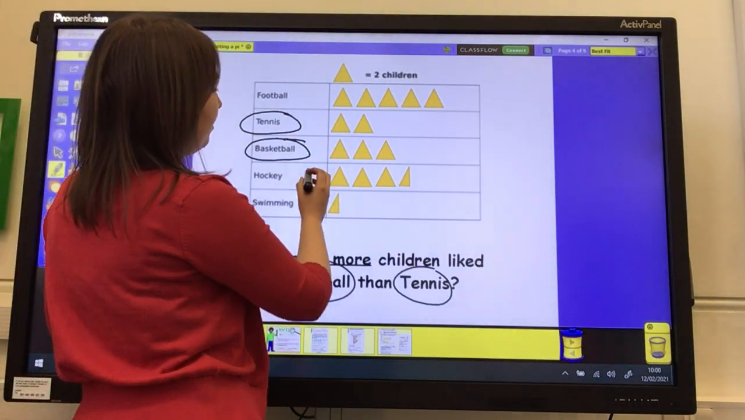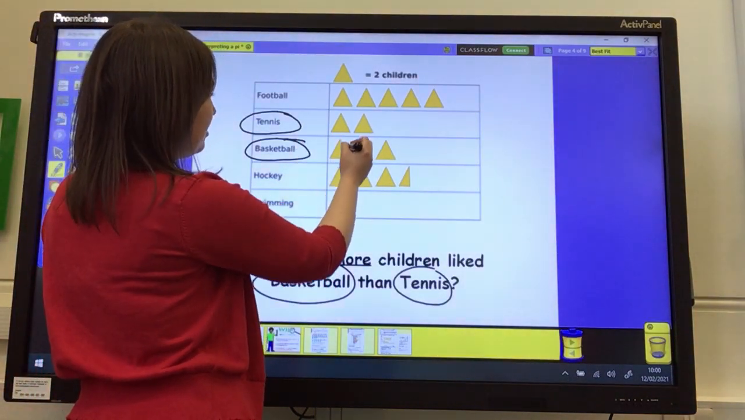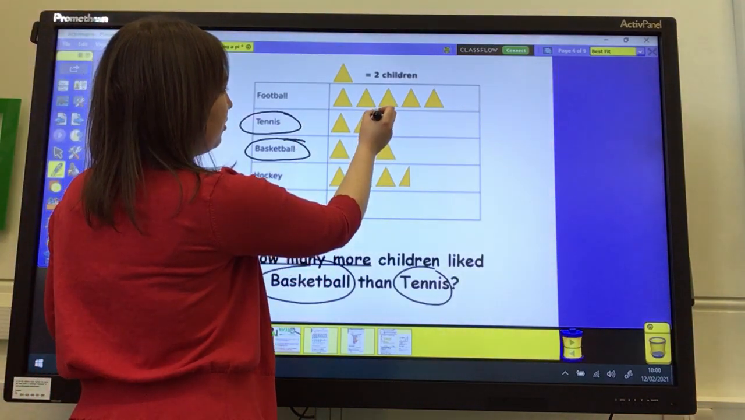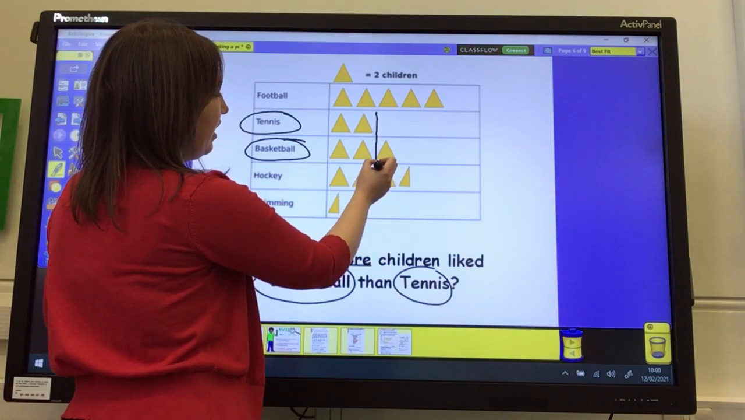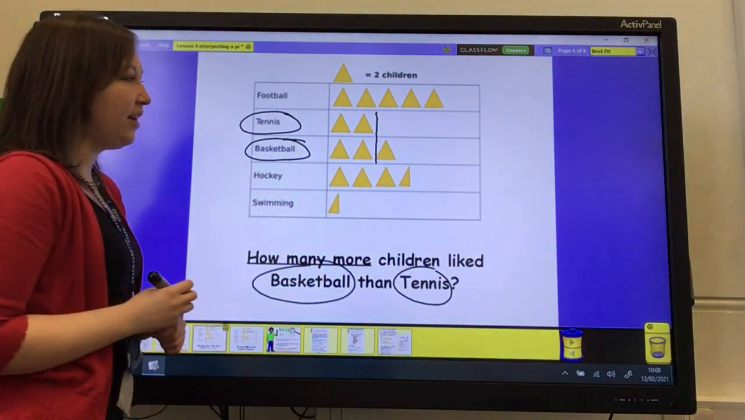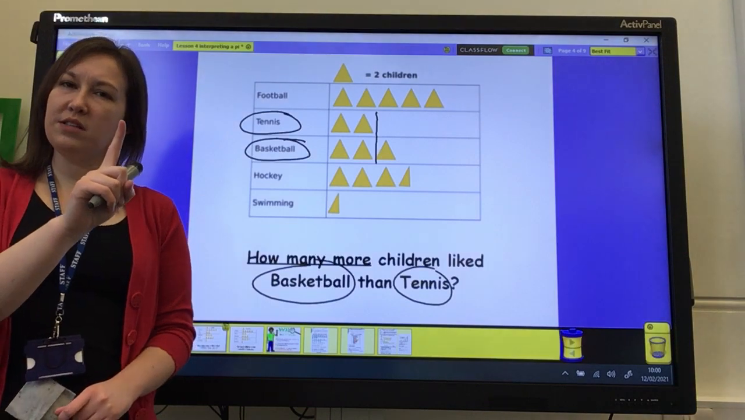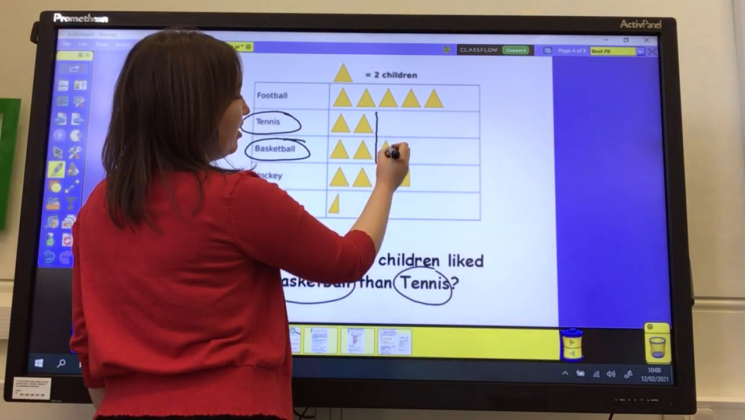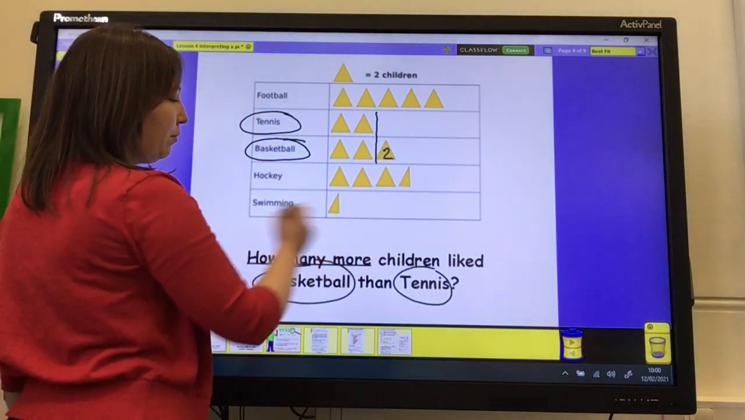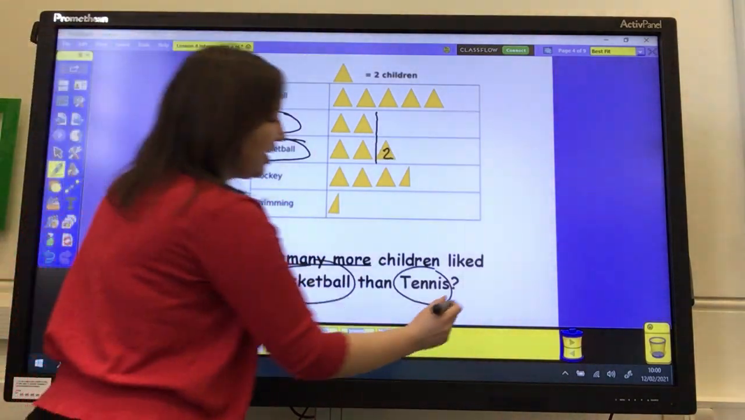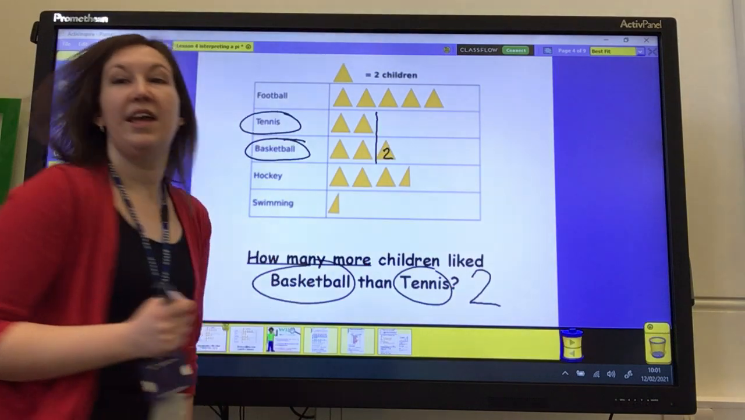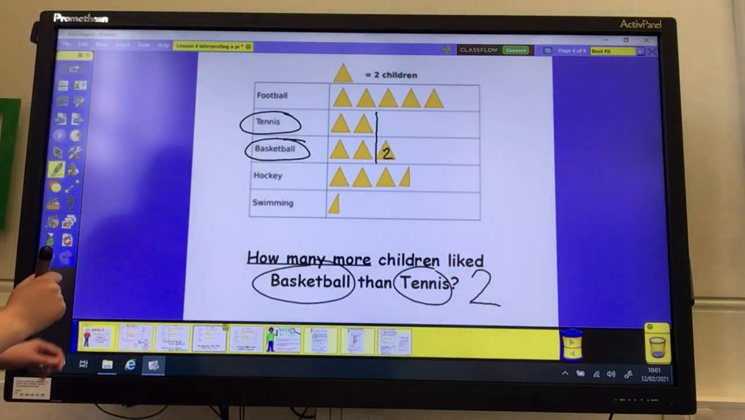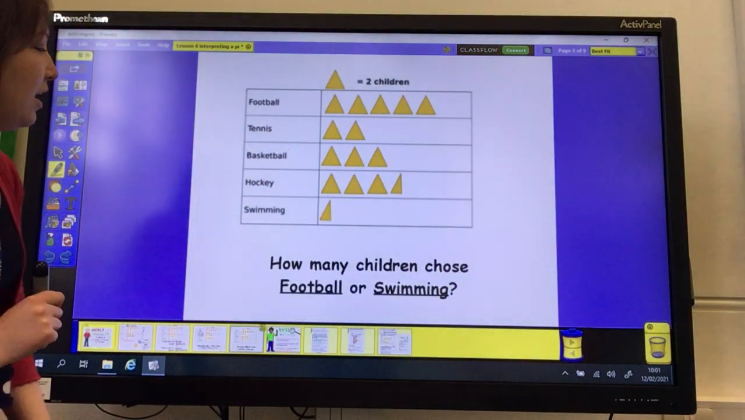Okay, so let's look at tennis. Tennis is a smaller number, so I'm going to draw my line like I did yesterday. And I've got 1 extra. But is that 1 person? Well done if you said no, because this triangle means 2. So how many more children chose basketball than tennis? The answer is 2. Well done if you correctly answered that question at home.